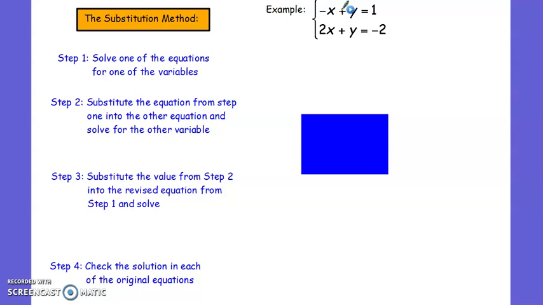Substitution method is kind of exactly what it says. It's not really an inventive name. Our hope is to substitute into one of our two equations by taking out a variable and putting in what that variable is equal to.